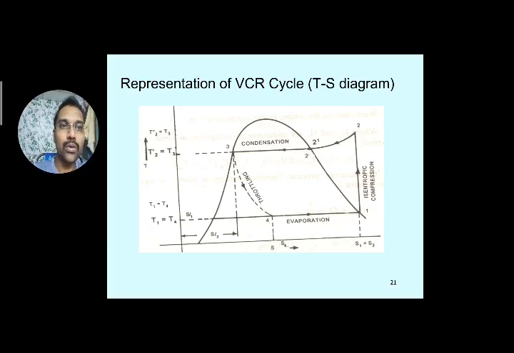So you can take 4 complete reversible processes: 1 to 2, 2 to 3, 3 to 4, 4 to 1. 1 to 2 represents isentropic compression, 2 to 3 is condensation, 3 to 4 is throttling process or expansion, and 4 to 1 is the evaporation process. From 2 dash to 3, it is a constant temperature process where phase change is taking place, and 4 to 1 is also a constant temperature process where the evaporation is taking place.